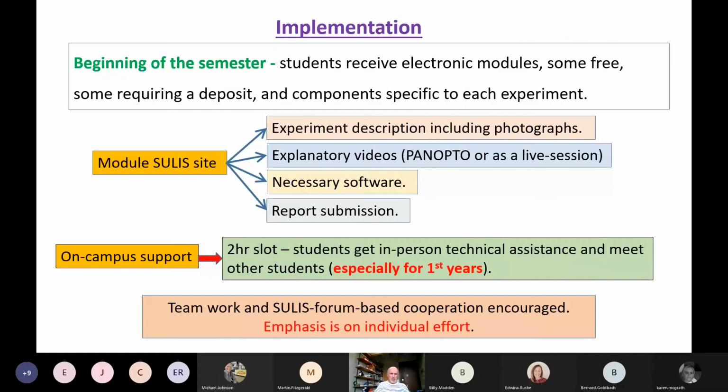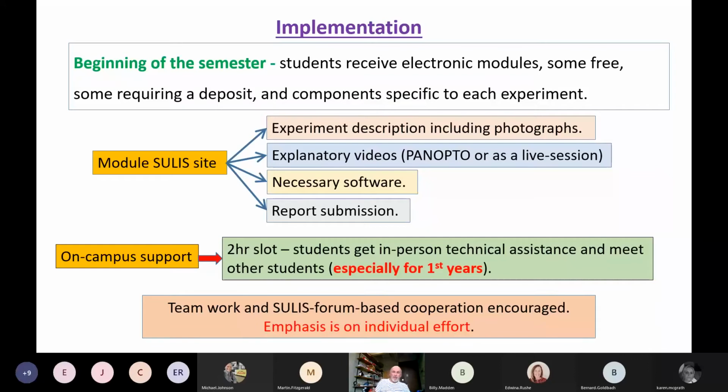Now, in terms of actual real-world implementation, what's happened this semester in particular is that students at the beginning of the course will receive the electronic modules, some free and some requiring a deposit, so we can get them back, and also components specific to each experiment. So basically a pack.